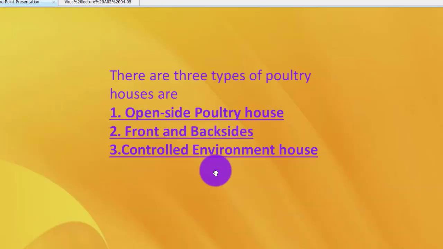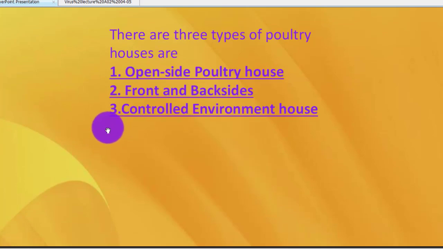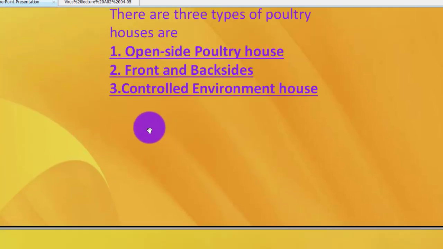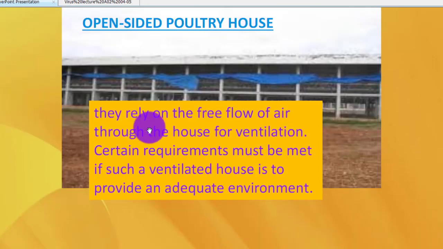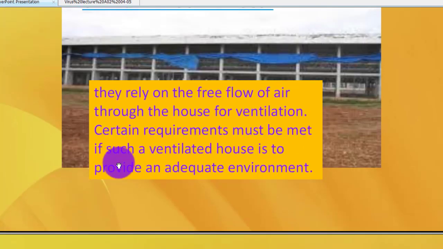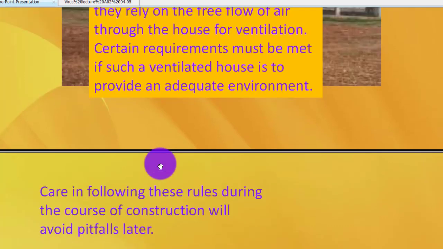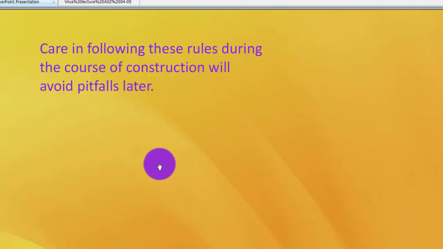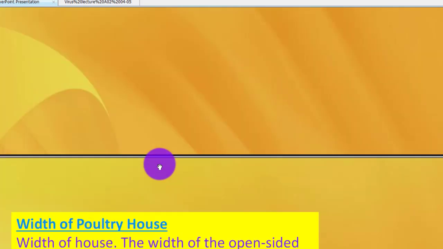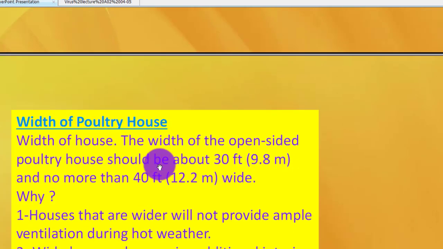There are three types of poultry house: open-sided houses, front and back sided, and controlled environmental houses. Open-sided houses rely on free flow of air through the house for ventilation. Certain requirements must be met if such a ventilated house is to provide an adequate environment. Care in following these rules during the course of construction will avoid pitfalls later. Changes in construction will cost too much.